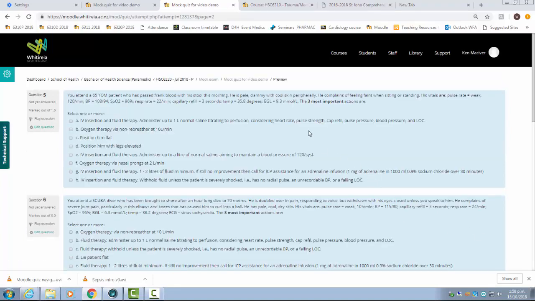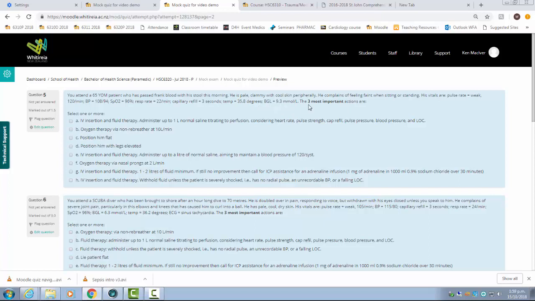So now we have two scenarios here. You attend a 65-year-old male patient who has passed frank blood in his stool this morning. He's pale, clammy with cool skin peripherally. He complains of feeling faint when he is sitting or standing. His vitals are weak radial pulse at 120 a minute. Blood pressure is 108 on 94. SpO2 is 96, resp rate 22, cap refill is 3 seconds, temp 35.8, so he's slightly cold.